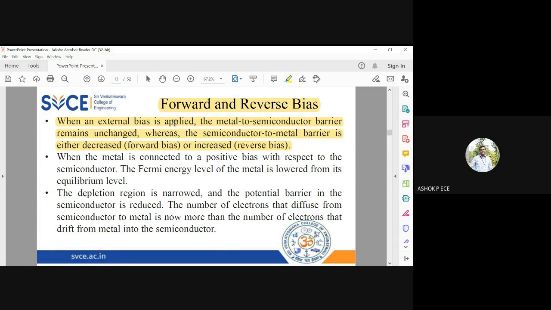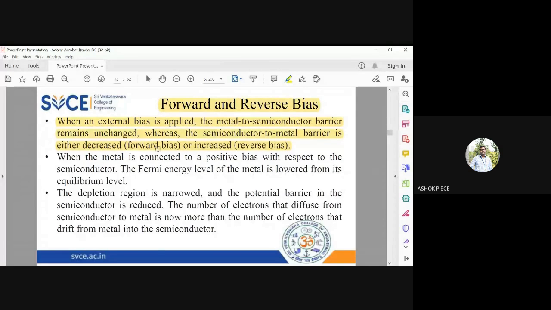So to summarize what is being told here, the depletion region will be common to both metal and semiconductor regions, right? The depletion region in the metal region will be the same. It will be of constant width, it will not change. Whereas the depletion region on the semiconductor side will either decrease when you apply forward bias, or increase if you apply reverse bias. So one side is going to be fixed. That fixed side is going to be the metal side, and the other side is going to be variable. That variable part of the depletion layer is going to be on the semiconductor side.